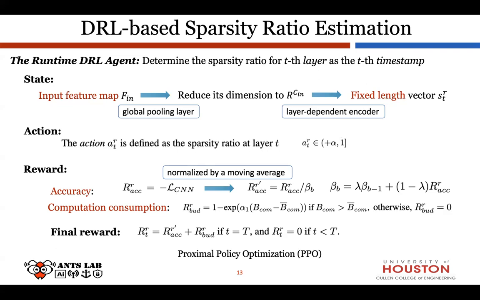Okay. But how about the accuracy here? So it looks like you only care about this one when t equals capital T, right? But you also have the so-called B here, the moving average. So what's the difference between B and T?